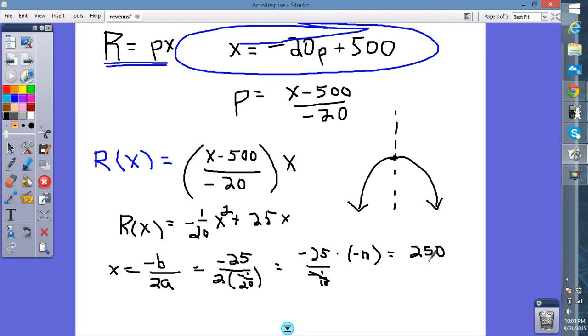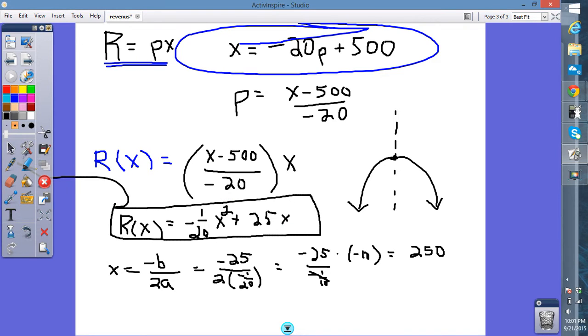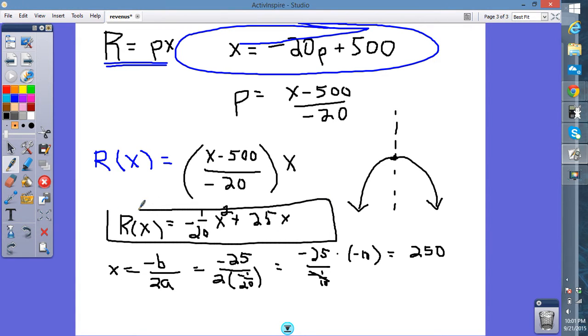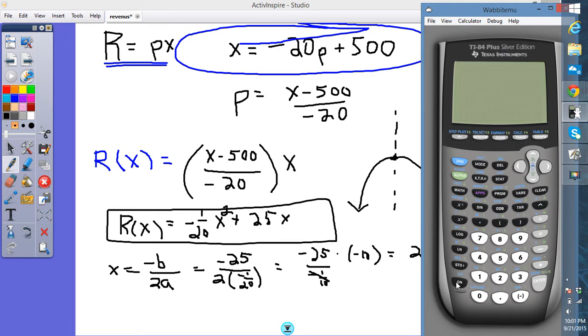Now, if your x is 250, you want to find the y value, so you're basically plugging 250 into your function. Whoops, a little crazy with that. All right, so this is our function. We're plugging 250 in for x. We'll get our output. We'll just use the calculator for that.